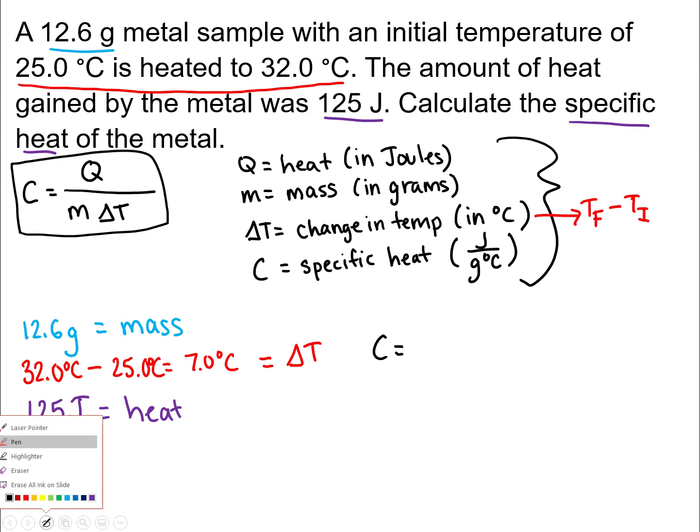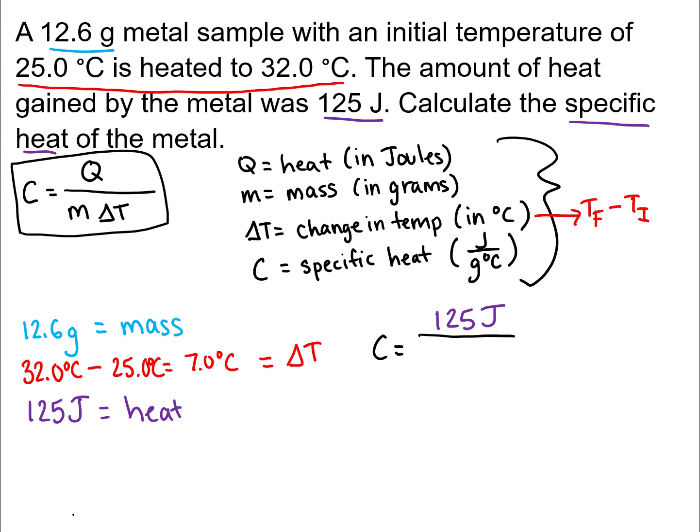So we're going to just fill in all of the numbers in the equation. Q is 125 joules. Make sure that you're paying attention to the units, because I could give you heat in kilojoules or something like that, and you have to convert to joules. We take that heat and divide it by the product of the mass, which is 12.6 grams, and the temperature change.